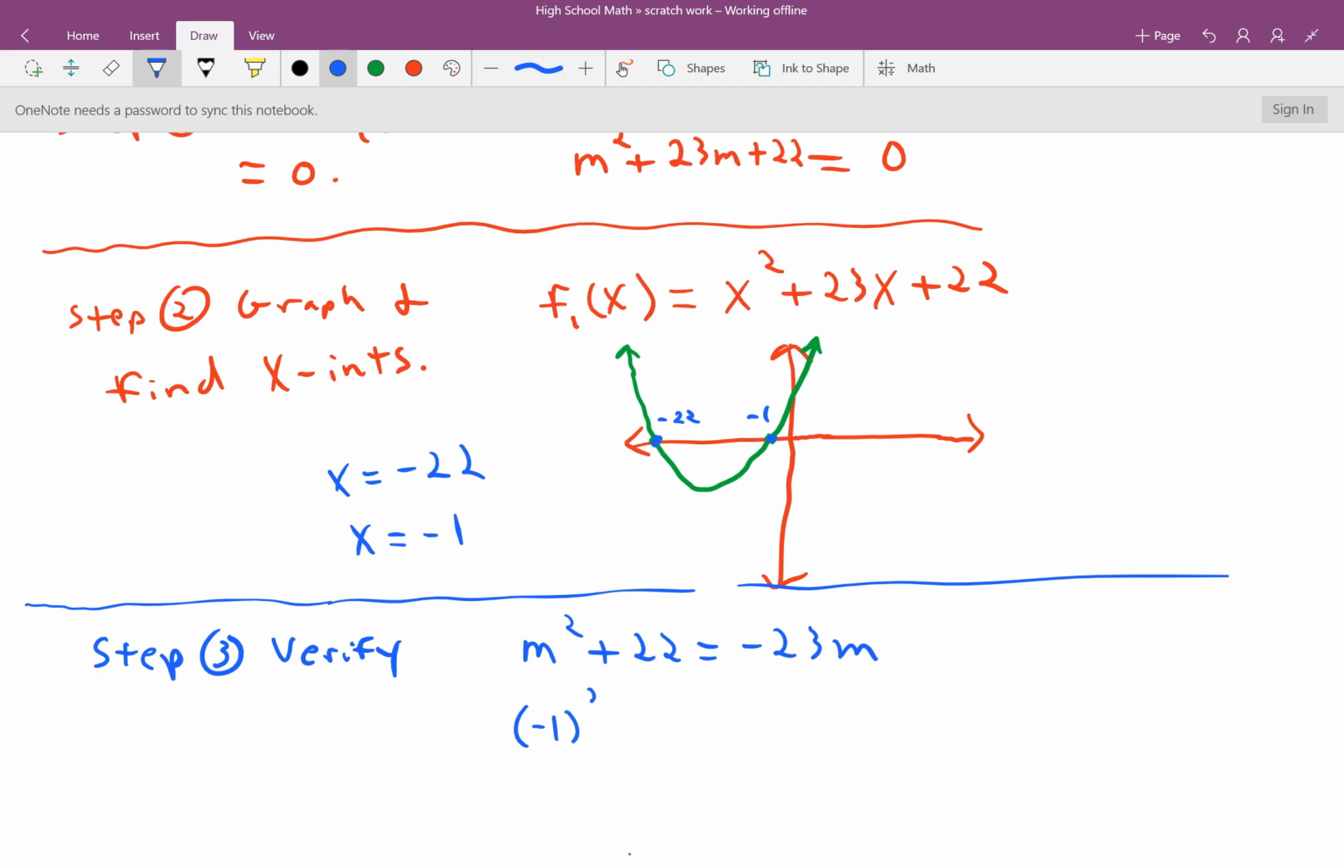So negative 1 squared plus 22. Question, is that equal? Negative 23 times negative 1. And you can use your calculator to check for equality, but this here is a positive 1. Positive 1 plus 22 is a positive 23. Negative 23 times negative 1 is a positive 23. This is a true statement. So I know that negative 1 is a solution.